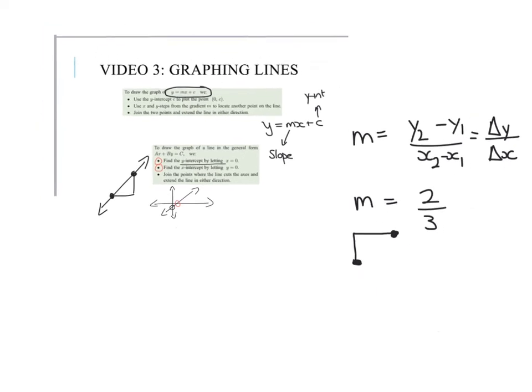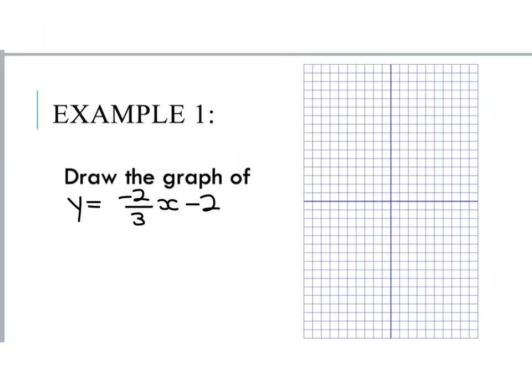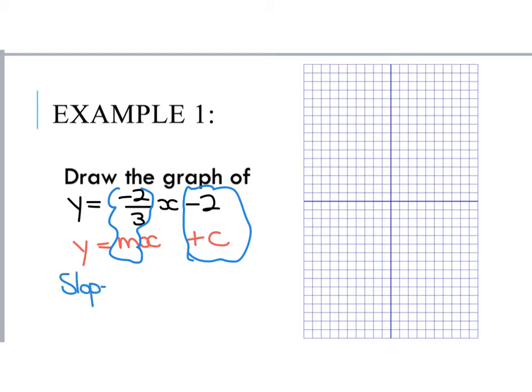So let's go and do some examples. Example number 1, draw the graph of y equals negative 2 over 3x, take 2. Now this is conveniently an equation that is in y-intercept form, y equals mx plus c. So that's telling us that our slope is negative 2 over 3, and our y-intercept is 0, negative 2. So our slope equals negative 2 on 3, and our y-intercept is equal to 0, negative 2. So if you look back to what we said, to be able to graph this, we want to plot the y-intercept and then using the slope be able to work out where the next point lies.